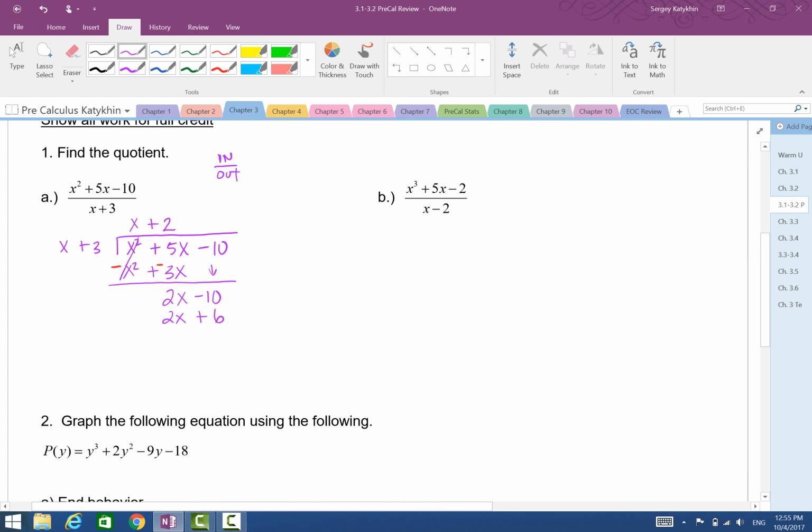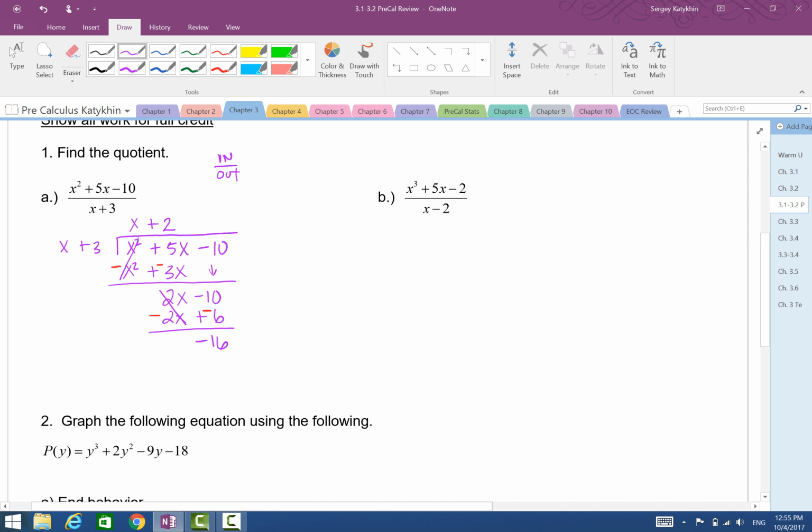And so again, by adding those, we're going to do the opposite. So we're going to subtract that and subtract the following. So we get 2x minus 2x, which is 0. And then negative 10 plus a negative 6 is going to be negative 16.